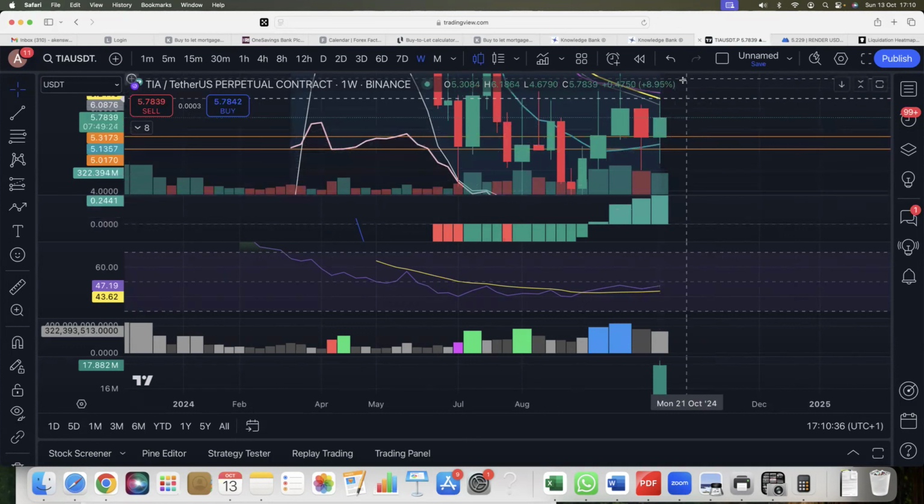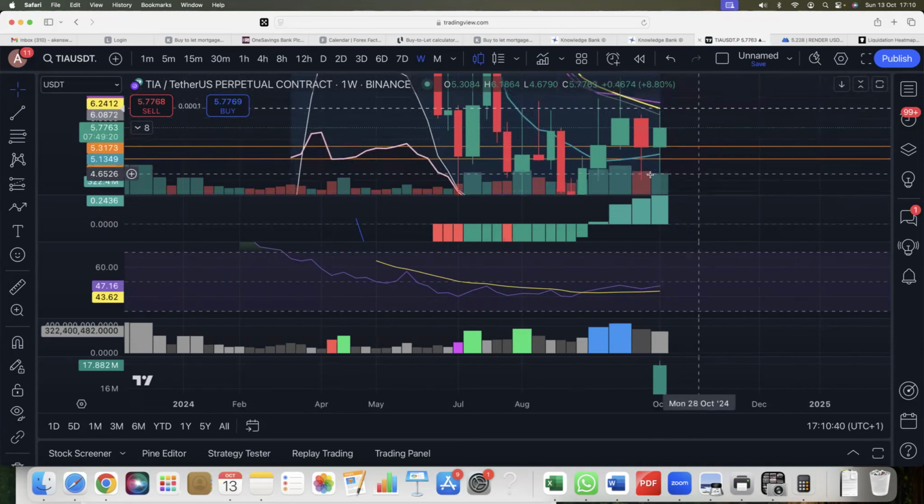We'll go higher on TIA next week. There's no ifs or buts about it. It's going to go higher. The only question is, how far do we pull down? So on the weekly chart, we expect some pull down. No, we expect some more upside, but a little bit of a pull down.